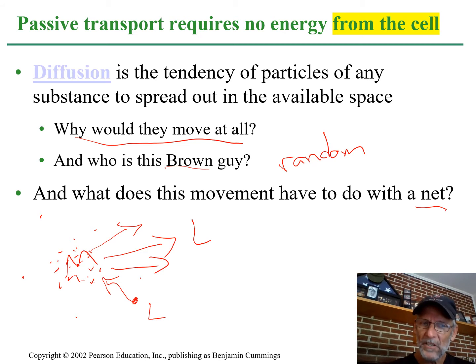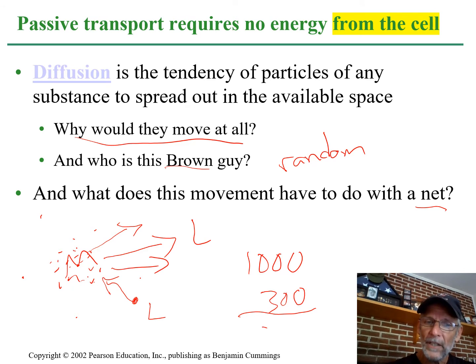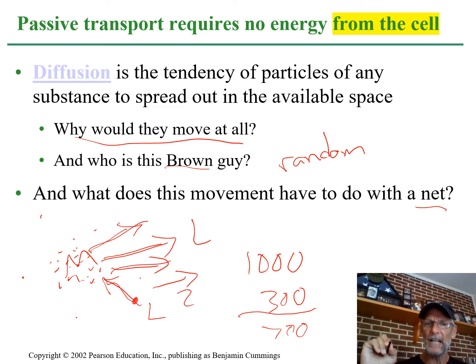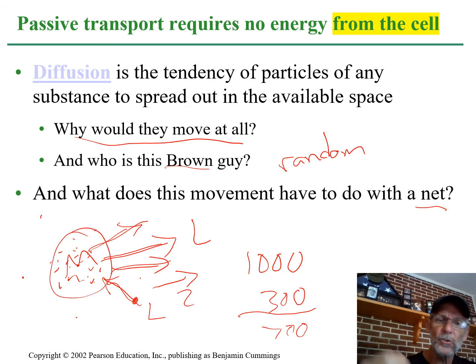Just like in a business, you have a net profit. If I made $1,000, but I had to spend $300 to make that $1,000, then my net profit is $700. So likewise, if I have 3 particles that move that way for every 1 particle that moves that way, I have a net movement of 2 particles that way. That's what diffusion is about. Net movement from an area of higher concentration to an area of lower. So by definition, to have diffusion, you have to have those 2 areas.